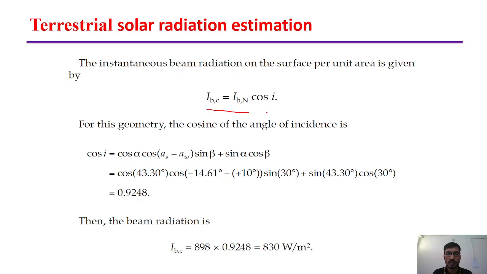IBC is a function of IBN and cos I. So we calculated the solar altitude angle and solar azimuth angle; the panel azimuth angle or surface azimuth angle was given. The tilt angle was given, and the solar altitude angle we calculated. Based on this, we will calculate the value for cos I. Once we calculate cos I and the product of IBN and cos I, we will get the value for the instantaneous beam radiation IBC on the surface per unit area.